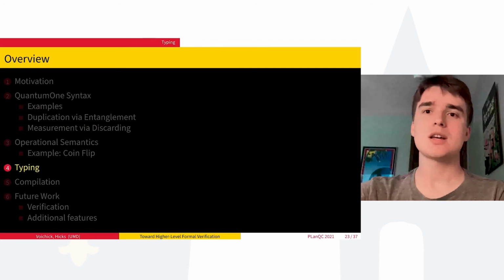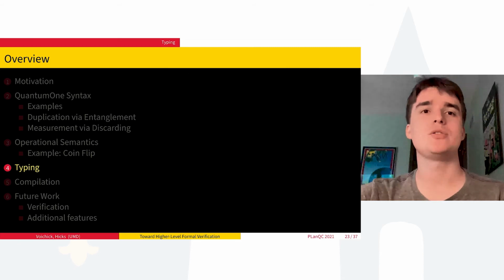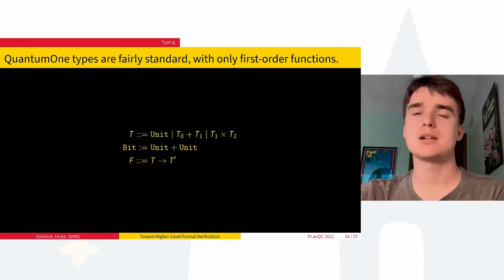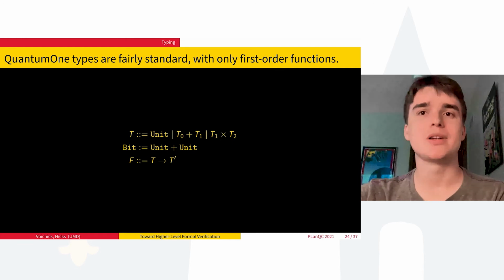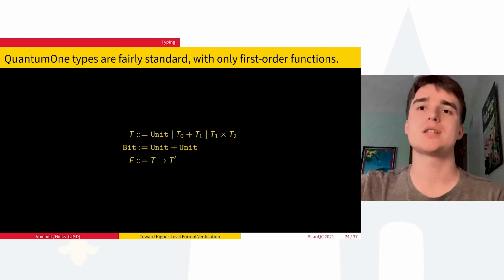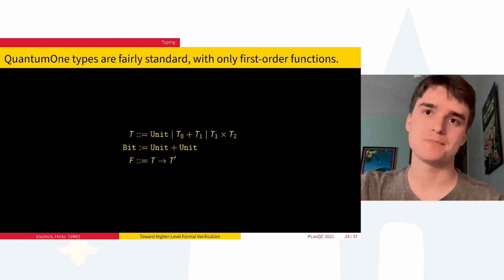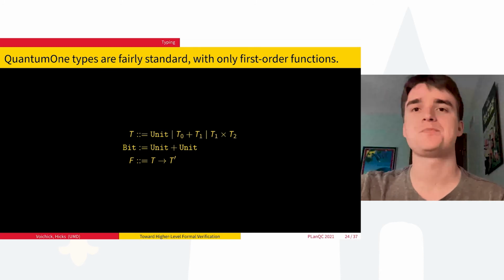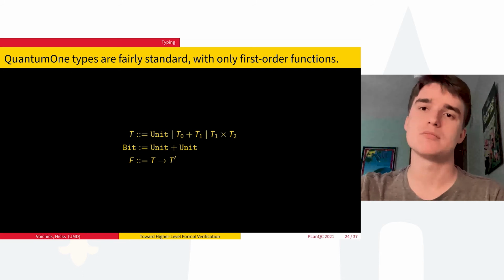So now we've discussed the operational semantics, and we can move on to the typing relation. The types in Quantum 1 are fairly standard, similar to what you'd see in a classical programming language, and functions are first order only. Expression types are represented with the letter T, and they're defined to be unit, or sum types, or product types. And function types are defined in terms of expression types. It's just an expression to an expression.